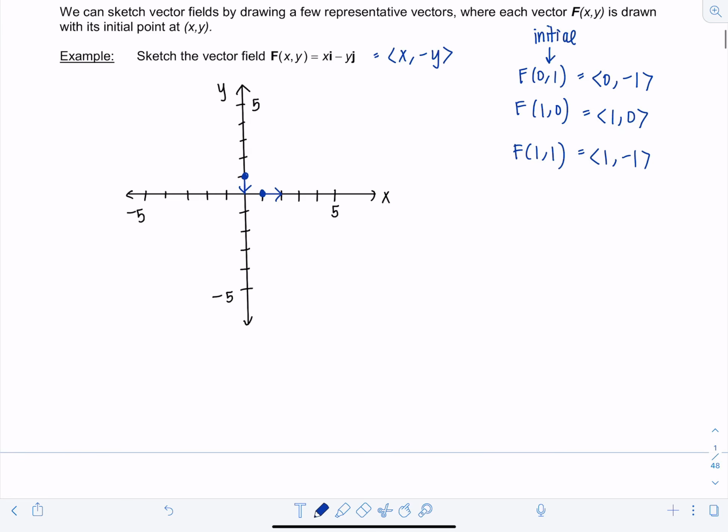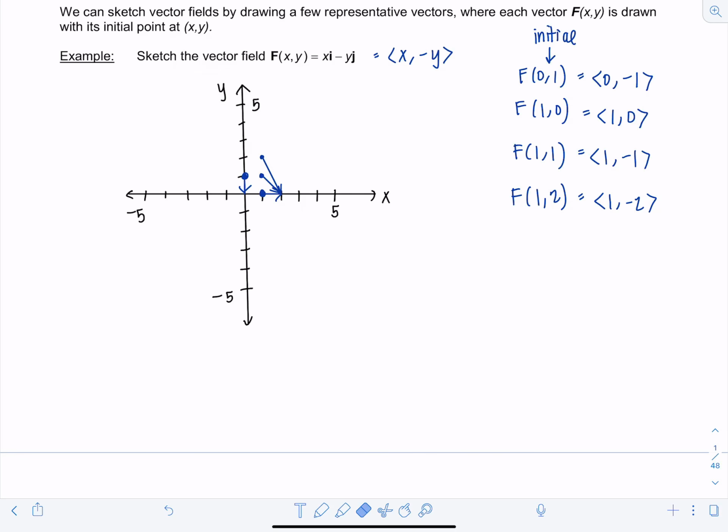Okay, so 1, 1 is my initial point, and then I draw it with components 1, negative 1. That would take me back down there. What about f of, let's go up a little bit, f of 1, 2? Now that takes me to 1, negative 2. So you're starting up here, and since the y component is always the opposite of y, it's just going to send you right back down to the x-axis.